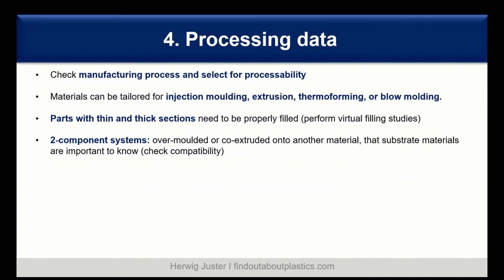Then number 4, processing data. We also have to check the manufacturing process and select for processability. Depending on whether we use injection molding, extrusion, thermoforming, or blow molding, we can always tailor the material to those processing techniques.